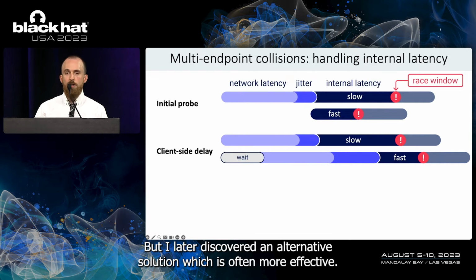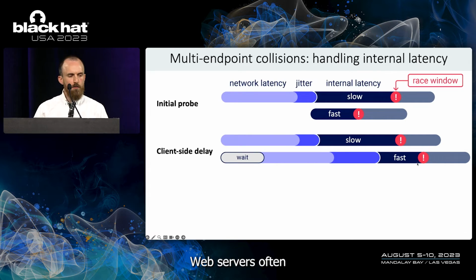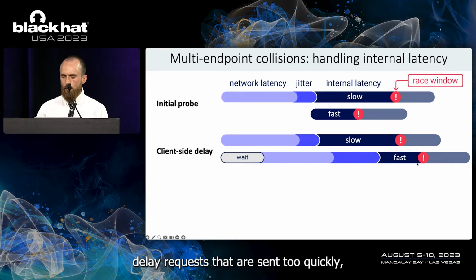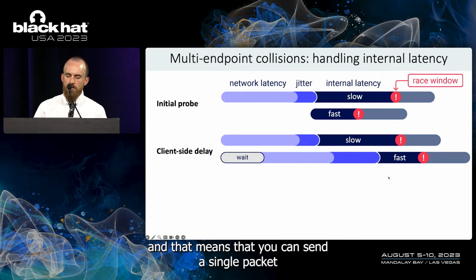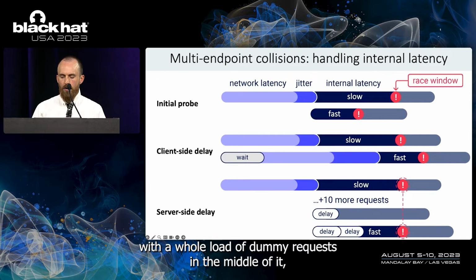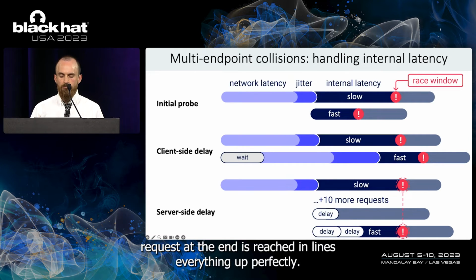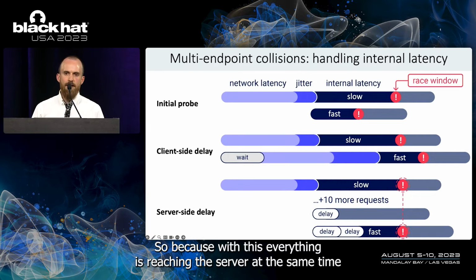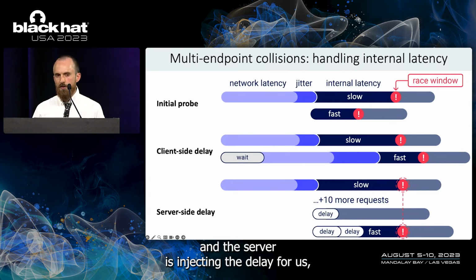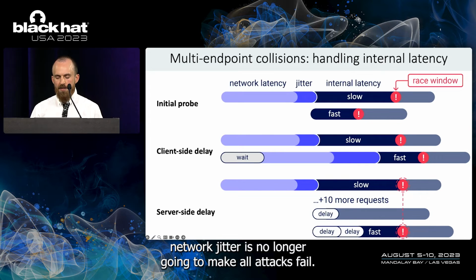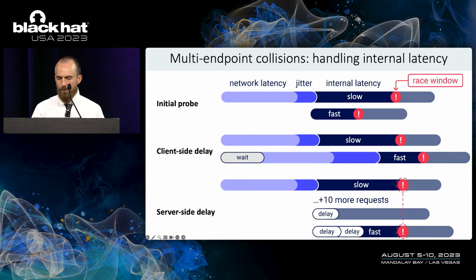But I later discovered an alternative solution which is often more effective. Web servers often delay requests that are sent too quickly. And that means that you can send a single packet with a whole load of dummy requests in the middle of it, which will cause a server-side delay and mean that when your fast processing request at the end is reached, it lines everything up perfectly. So because with this, everything is reaching the server at the same time, and the server is injecting the delay for us, network jitter is no longer going to make our attack fail.